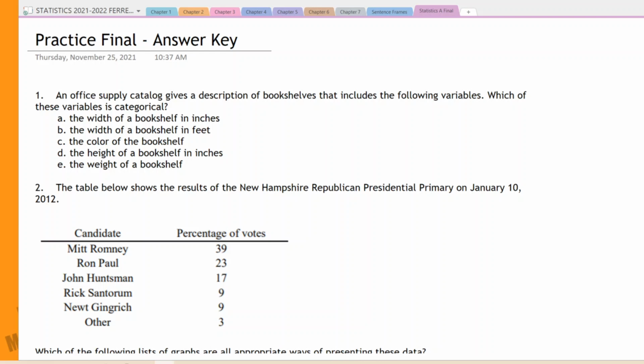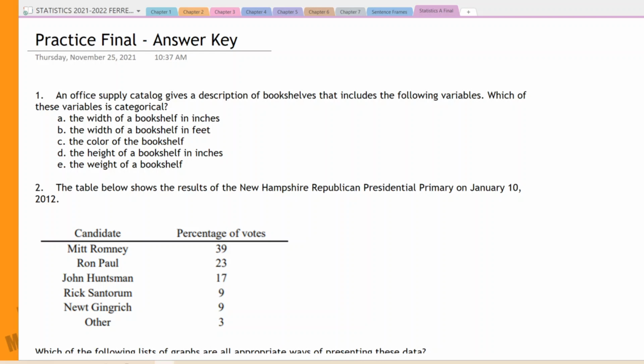Here we're going to be looking at questions 1 through 10, and we're going to get right into it now. So question 1 says that an office supply company gives a description of bookshelves that includes the following variables, and which is categorical.